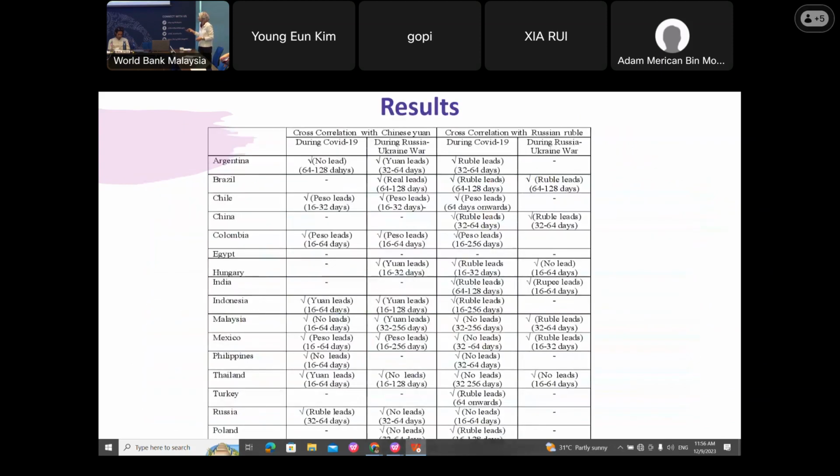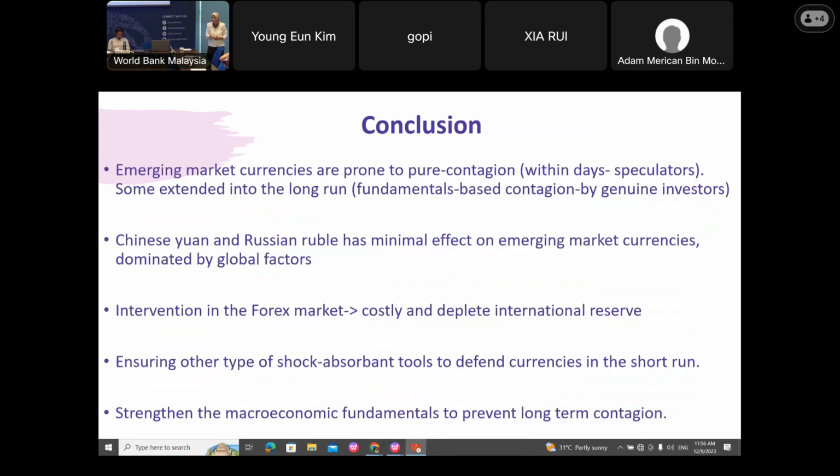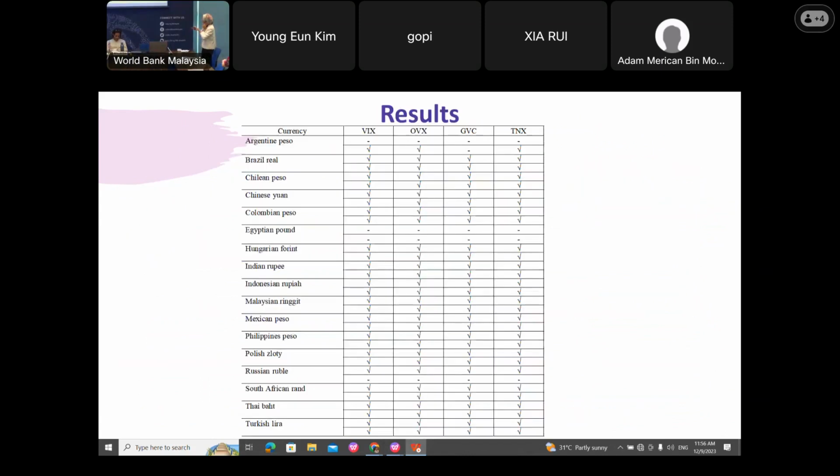So you are not controlling for movements in the U.S. interest rate, because that would also be a global factor. We did the U.S. Treasury yield, actually. Okay, yeah, U.S. Treasury yield. So we have the U.S. Treasury yield here, the DXY. We have the volatility index itself, and the gold volatility.